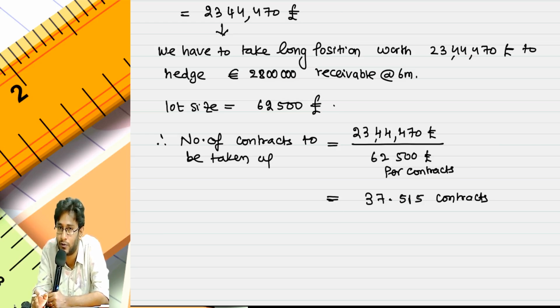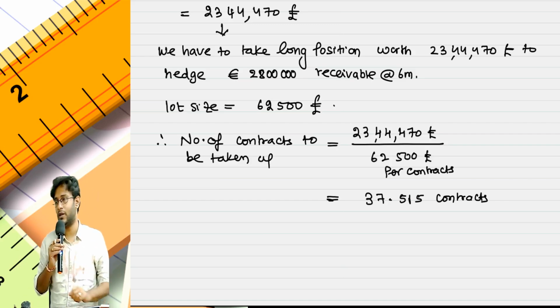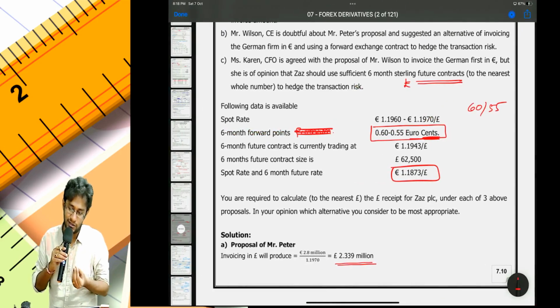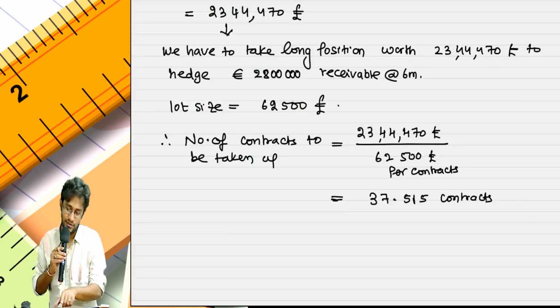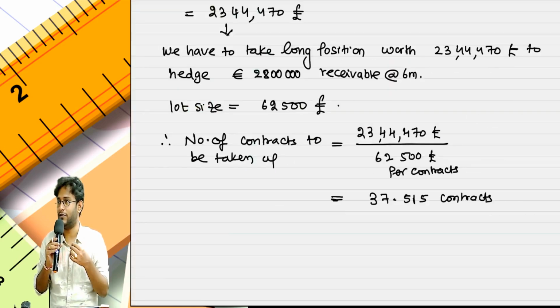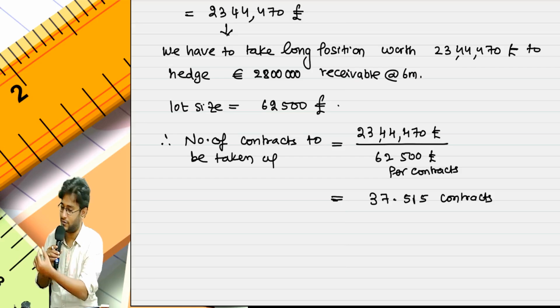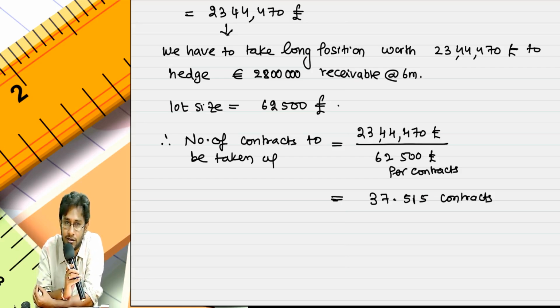Look at the answer. He took 37. Because of that the answer will change, because the gain or loss on maturity date will change, whether you do it for 38 contracts or 37 contracts. Sir, as far as my basic knowledge of English says, nearest to whole number means whether it is lower or higher, whichever is at less distance. So 37.51, 38 is the closest number compared to 37, correct? So ideally you have to take only 38.